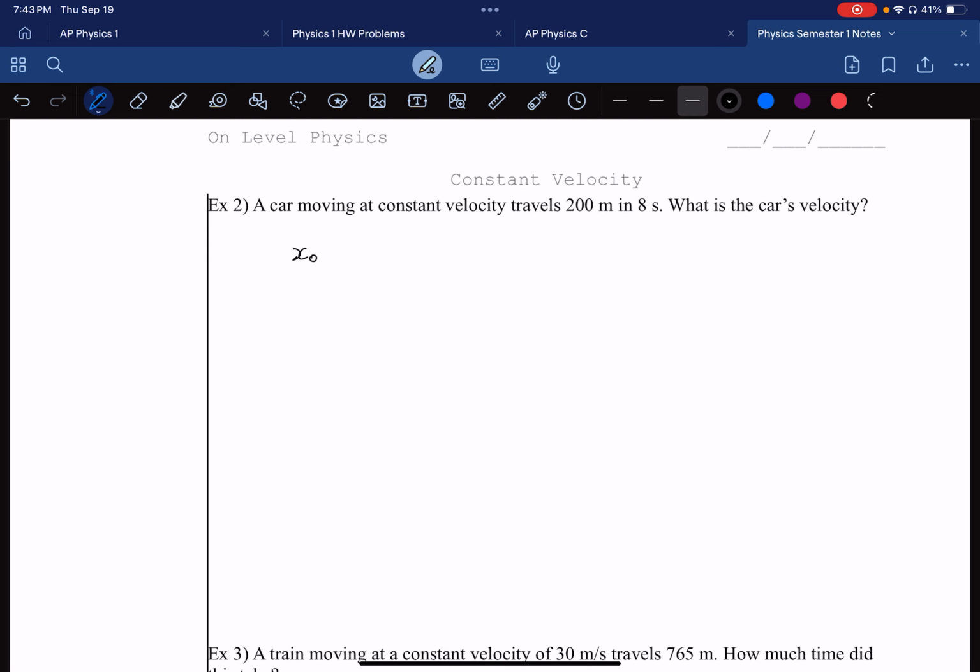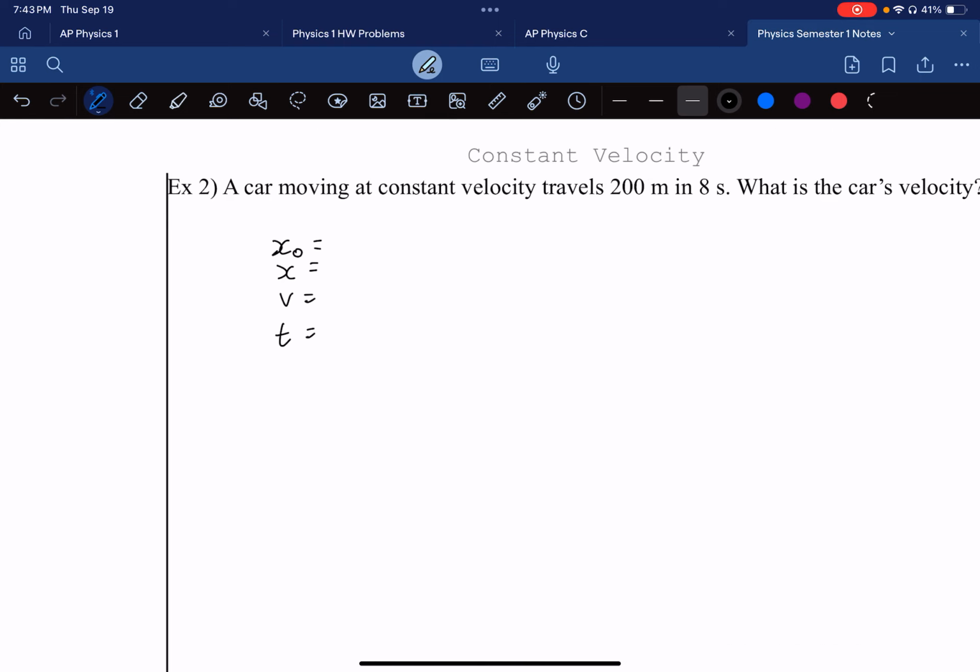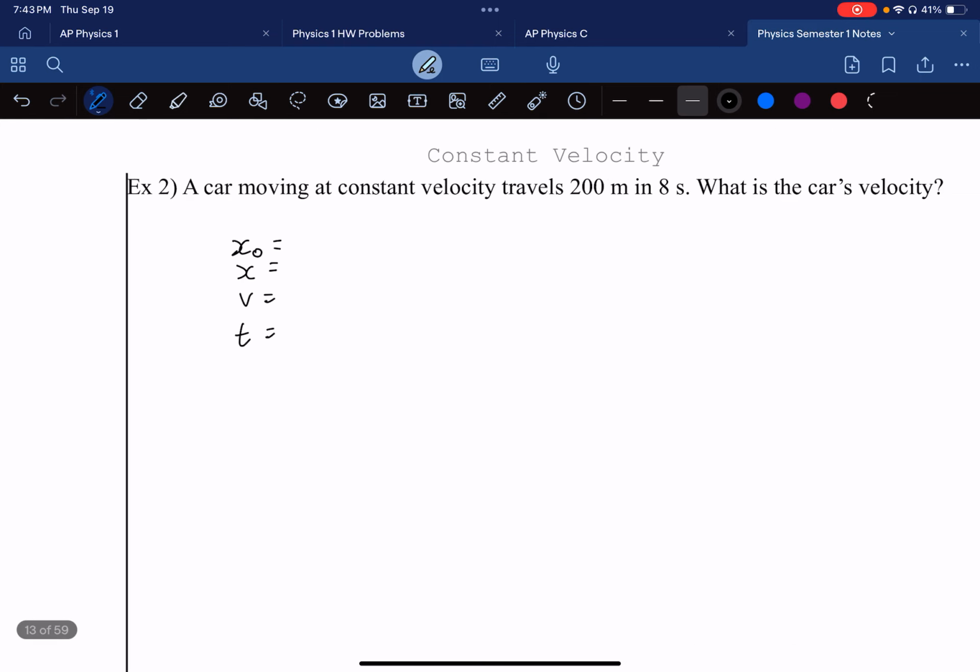We'll start with our list. You don't even have to read it yet. Make the list. Now don't just put 0 right away in that x naught. Let's wait to make sure it doesn't say what it is. It says a car moving at constant velocity travels 200 meters in 8 seconds. What is the car's velocity?